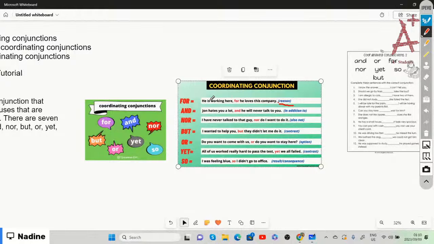and, which basically shows an addition to something, nor, which means also not, but is to show contrast, yet is also there to show contrast. Then we have or, which are options. And then we have so, which is the result or consequence. So that is our seven conjunctions. But like I said, we do not use all of the seven.